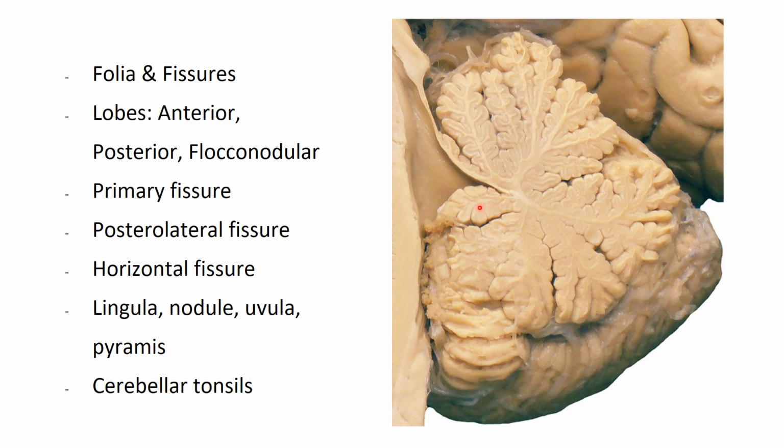And then just adjacent to the nodule, we have the uvula. And then just adjacent to the uvula, we have the pyramis. So the uvula is aptly named because it sits between the two cerebellar tonsils. So you can see one tonsil here really nicely. The other one's obviously been cut away. But that's going to help us ID later. So if you ever see a piece of cerebellum in between the two tonsils, just know that that there is the uvula.